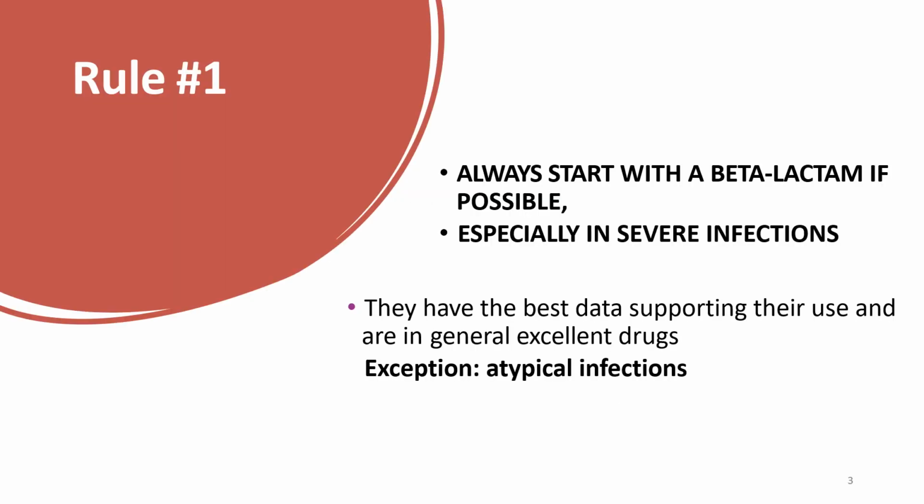There are some rules or some guidelines that can be followed to select the right antibiotic. Rule number one states that always start with a beta-lactam antibiotic if possible, especially in severe infections, because they have the best data supporting their use and are in general excellent drugs, except in case of some atypical infection.